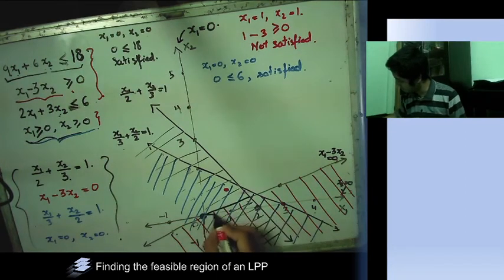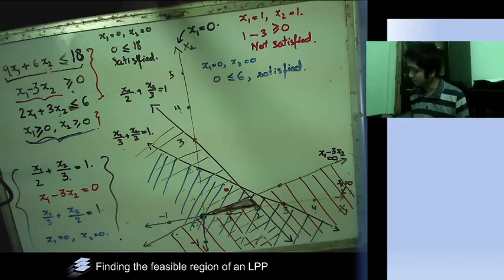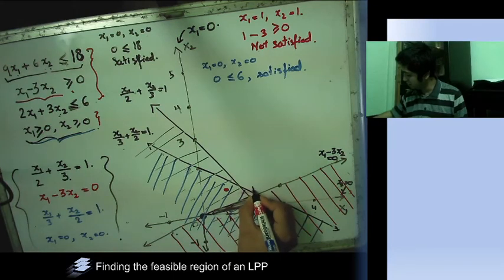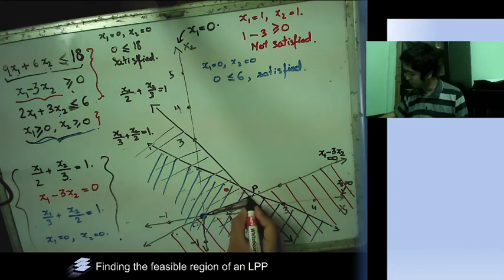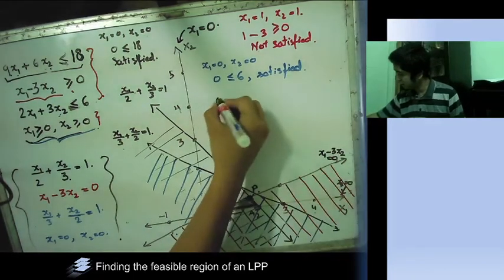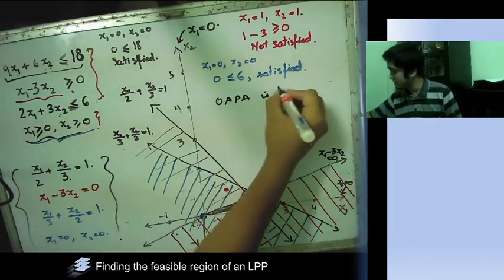So this region here is shaded black, blue and red all at the same time. That is why this one will be the feasible region. Call it OAB or OAP, where P is the point of intersection of this line and this line. So OAPA is the feasible region.